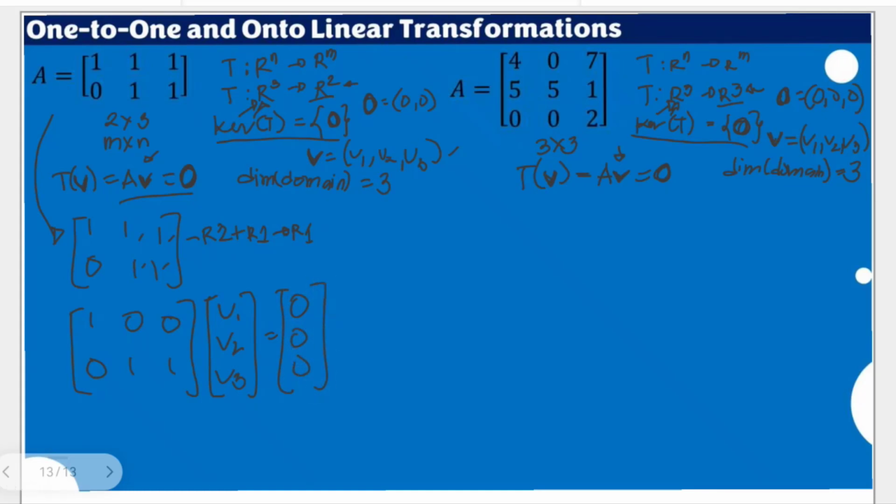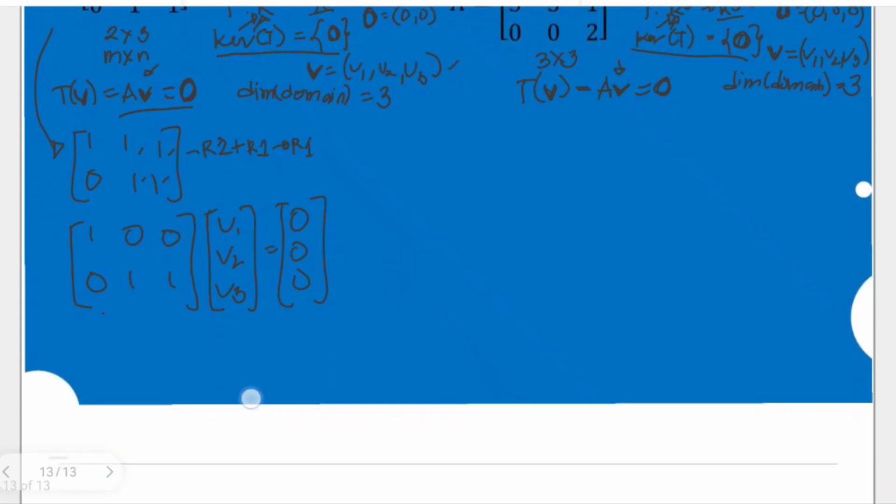Now this is defined as we are going to have here the product of a 2 by 3 and a 3 by 1. So you're expecting to have a 2 by 1 matrix here. And with that, we are going to have this product here. So your v sub 1 is 0, and then your v sub 2 plus v sub 3 is equal to 0 as well.